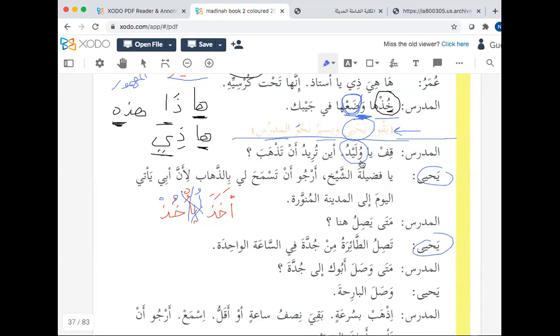So this word wulaid, this is where we stop. The student that the teacher is talking to, his name is Yahya. So why is he calling him wulaid? Now this, let's open a blank white board.